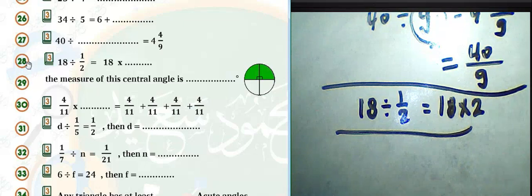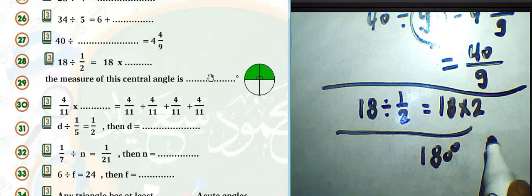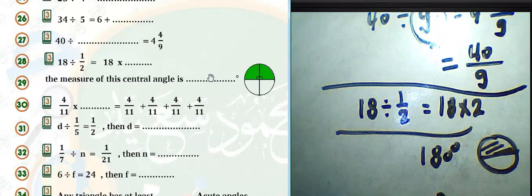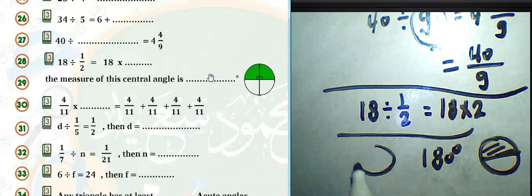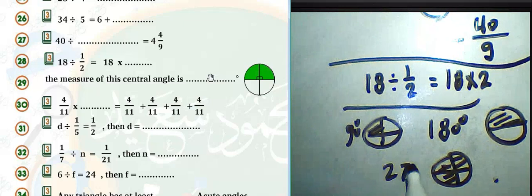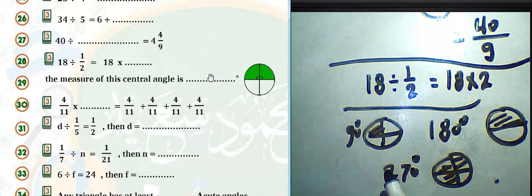Question 29. The measure of the central angle here equal 180 degree. It's the half of circle. And we want to find the quarter of circle. It will be 90 degree. And 3/4 of circle, it will be 270 degree. The measure of the central angle about half of circle equal 180 and fourth of the circle equal 90 degree and 3/4 equal 270.